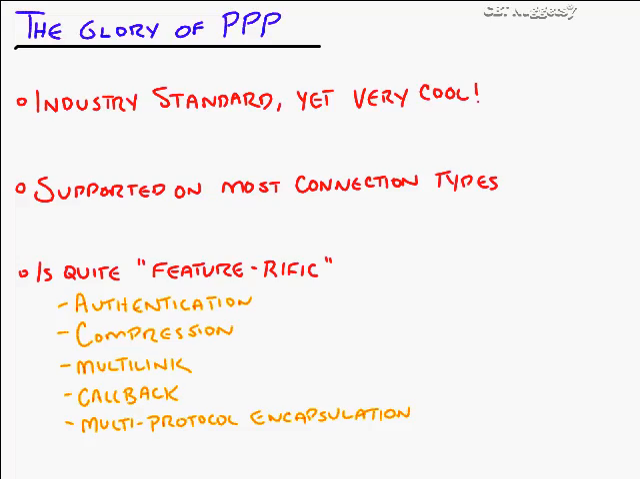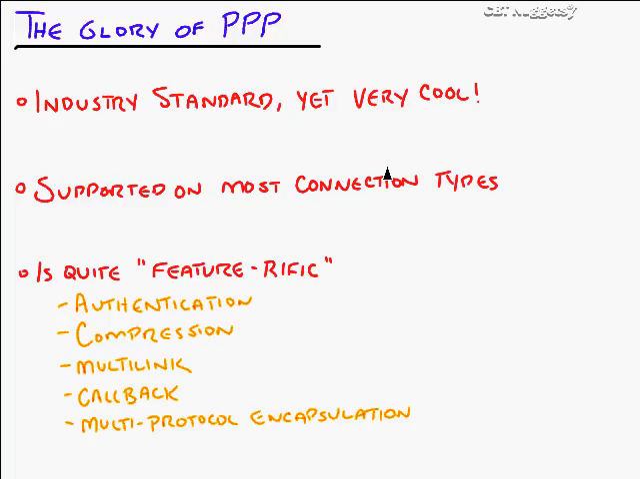The rest of this nugget is going to be spent around what I call the glory of PPP, the glory of the point-to-point protocol, which is truly an awesome wide area network protocol. And I love to say it's the industry standard, but yet very cool. And the reason I say that is because when you think of an industry standard protocol, you kind of think of, well, it's bland, it's generic, because everybody has to support it. And to get the really cool protocols, you have to use proprietary protocols, like EIGRP is to Cisco. But this breaks the mold.